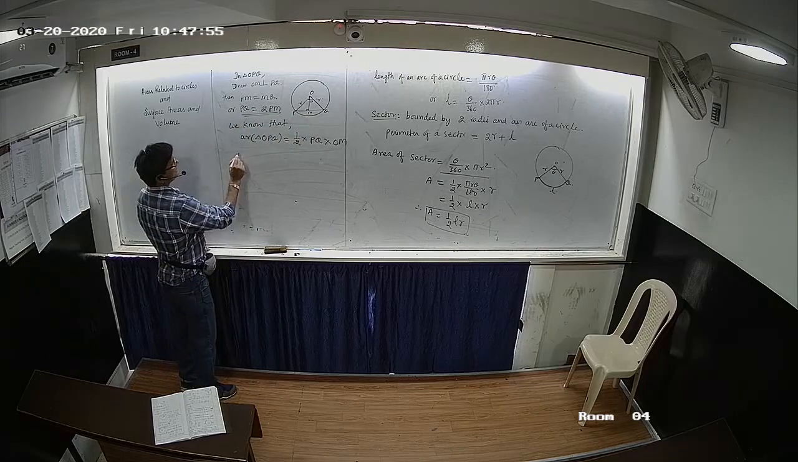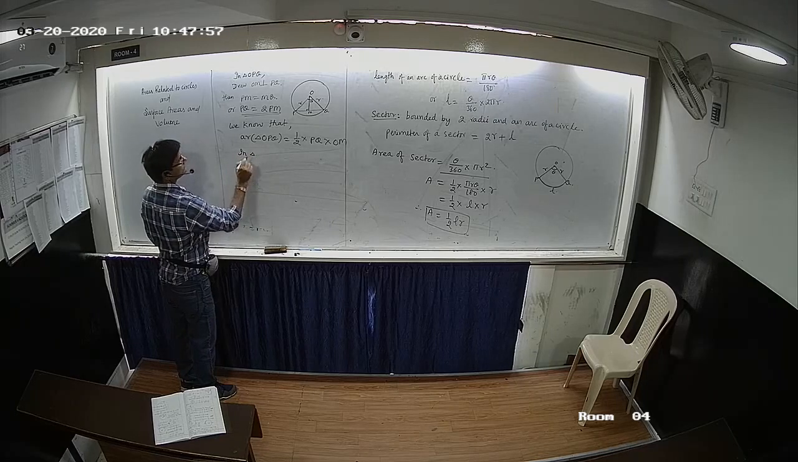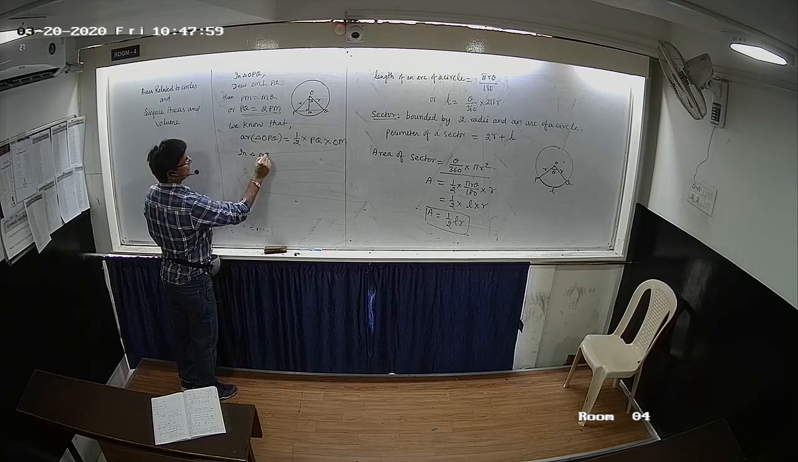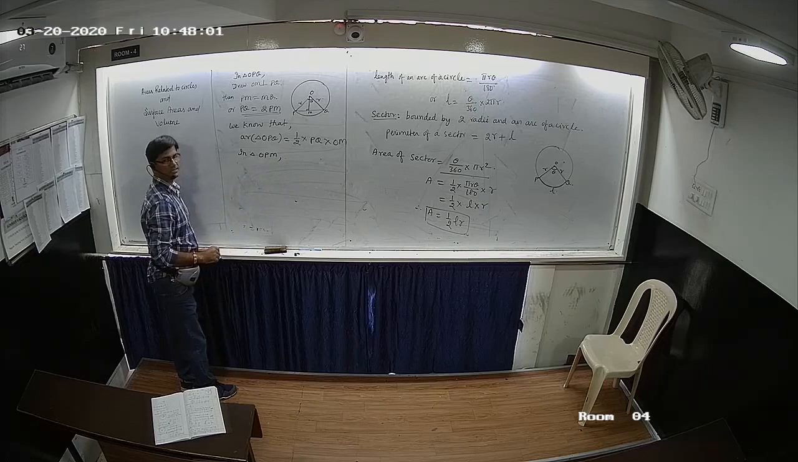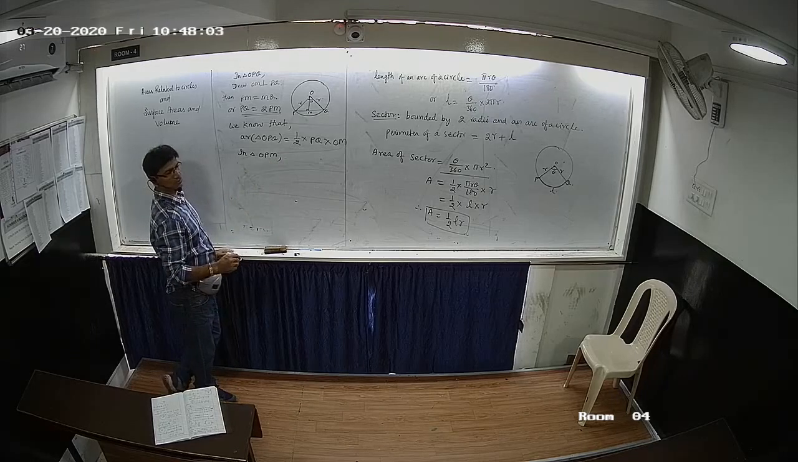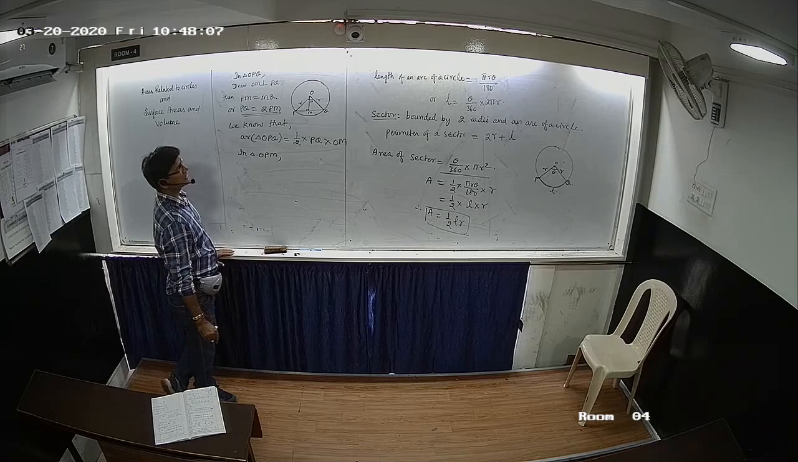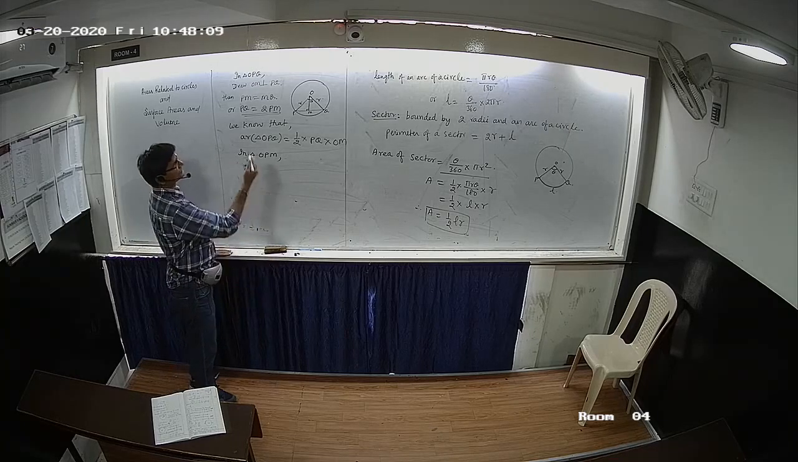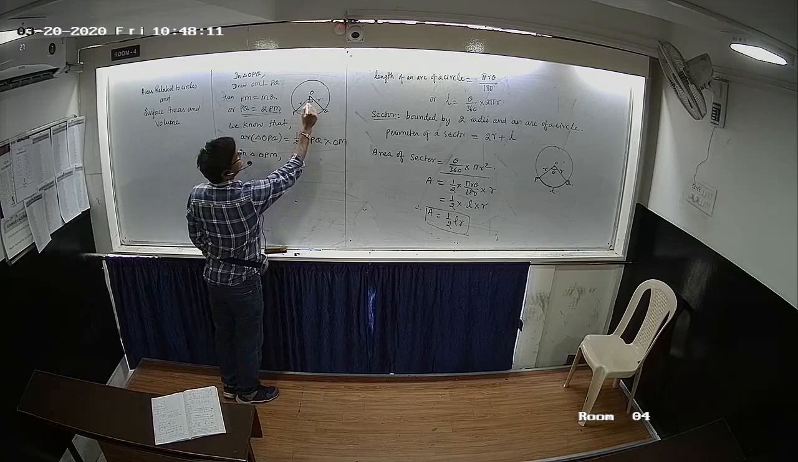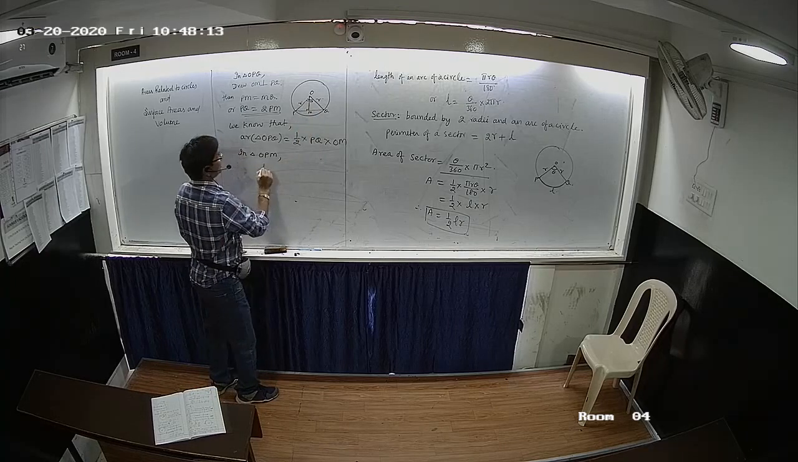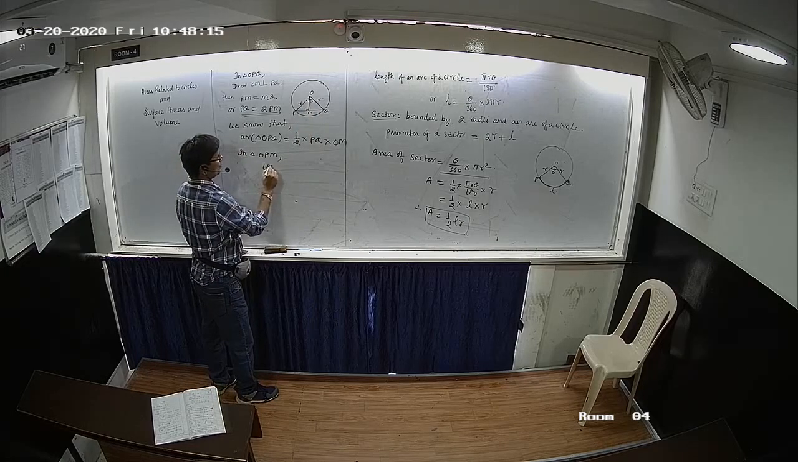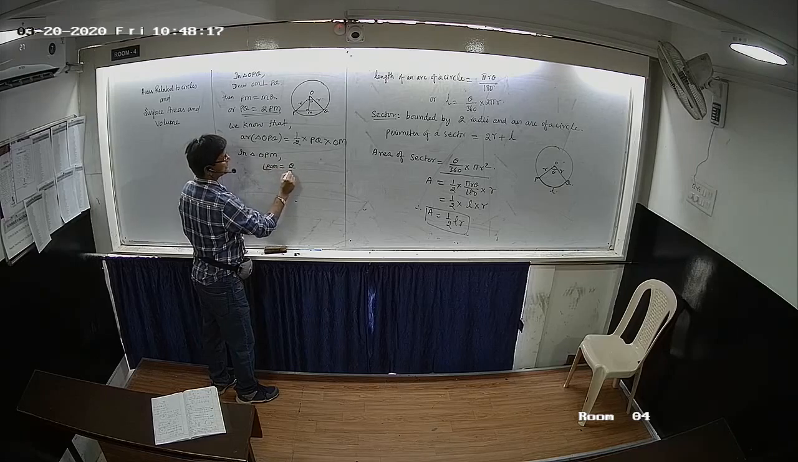Now, in triangle OPM, it's a right angle triangle. OM is perpendicular to PQ, so OPM is a right angle triangle, right angle at M. Then the angle POM is equal to theta by 2.